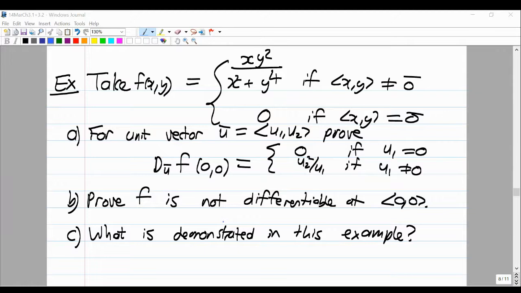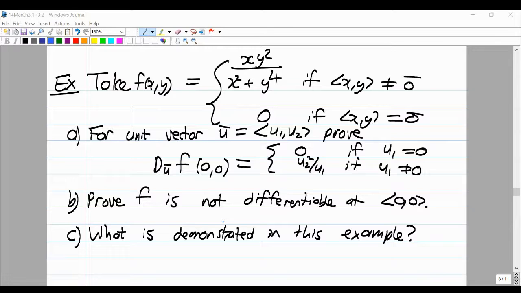For directional derivatives, you always need a unit vector. I can't emphasize this enough. We're going to catch you in the semester test. For directional derivatives, you always need a unit vector. So if you take this unit vector, you can prove that this directional derivative is equal to 0 if the first component is naught, or u2 squared over u1 if the first component is non-zero.